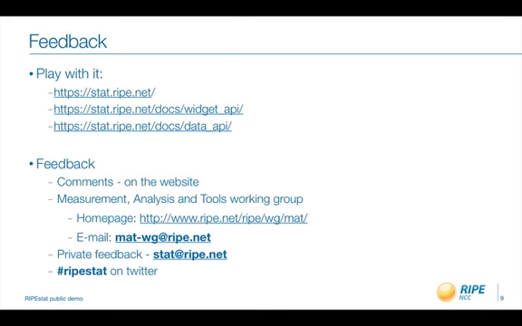As we mentioned in the introduction, we are coming back to the feedback. So basically, we want you to play with RIPEstat, with the web page, as well as with the Data API and the Widget API, and provide us with feedback. You can get detailed information about the Widget API and the Data API under the stated links here. There are various ways to give us feedback. The most obvious one is to leave a comment on the website, as well as you can use the Measurement, Analysis and Tools Working Group webpage or the mailing list. You can also give us direct feedback by sending a mail to stat@ripe.net, or on Twitter you can use the hashtag RIPEstat.